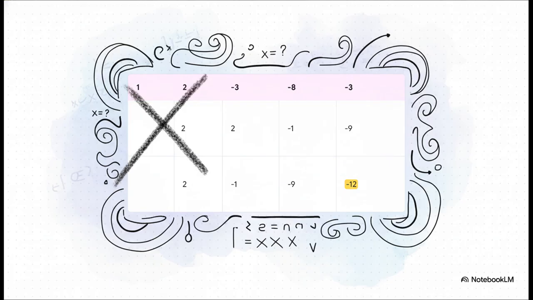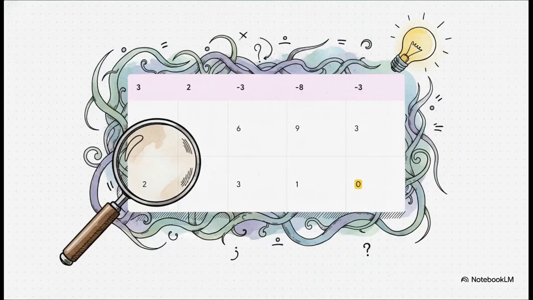Now, this isn't a mistake. It just means x equals 1 is not a root. So we cross it off our list and we move on to the next suspect. You know, a little trial and error is just part of the detective work. So let's try x equals 3. We run the numbers and there it is, a remainder of 0. We found our first root for this one.